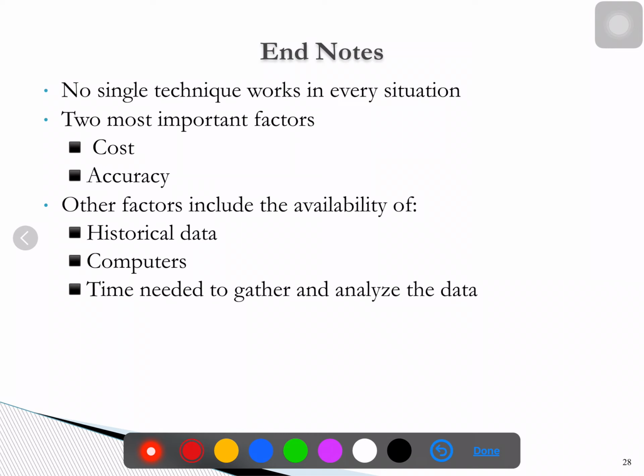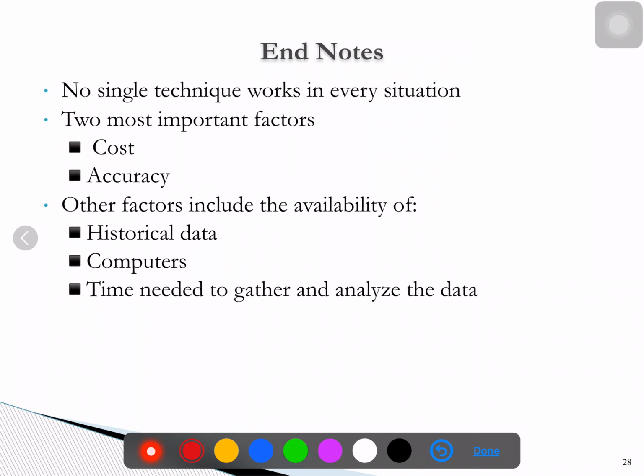To summarize forecasting techniques, no single technique works in every situation. It all depends on the situation. Sometimes a subjective technique is appropriate, sometimes a more objective one, sometimes a trend type of technique, and sometimes a weighted moving average.